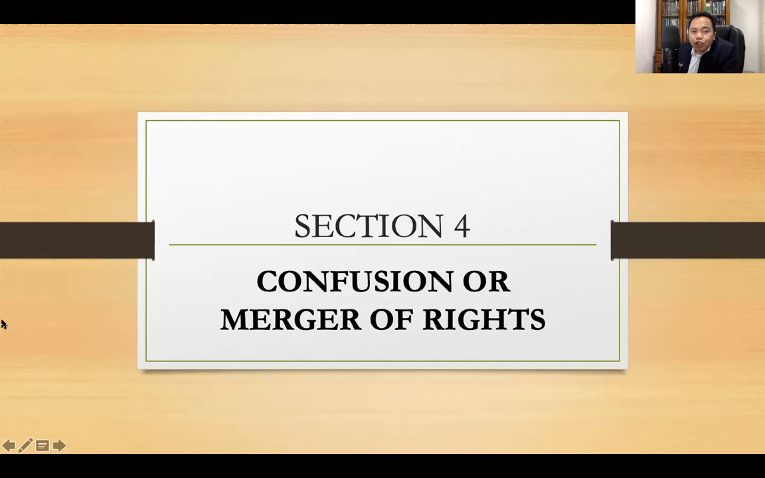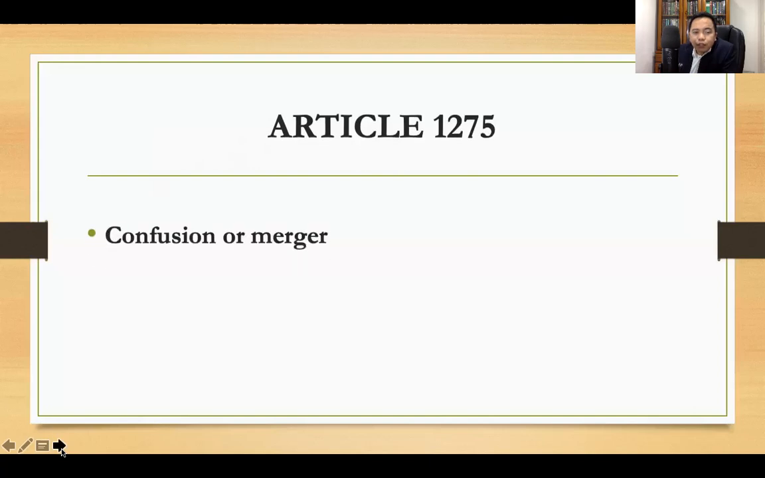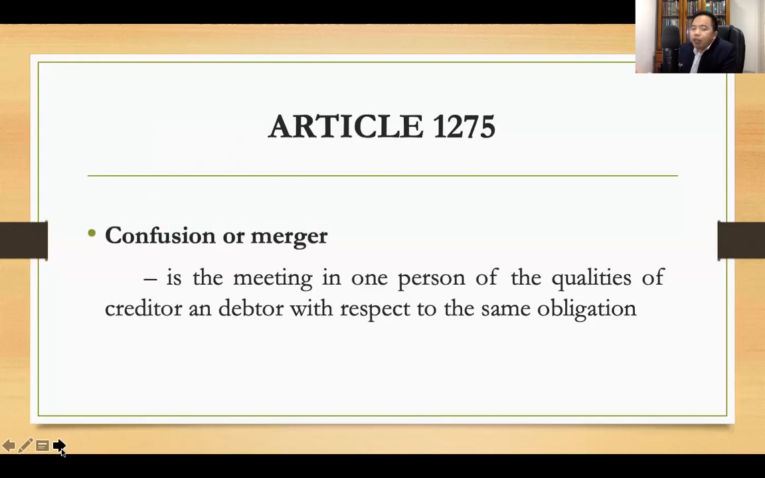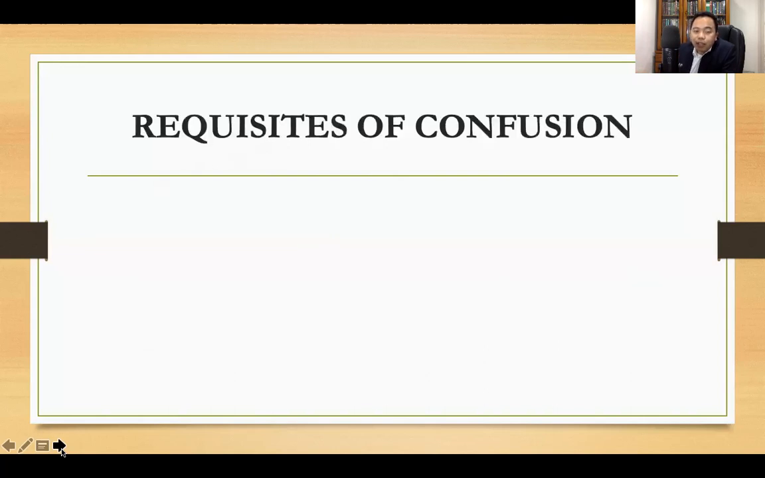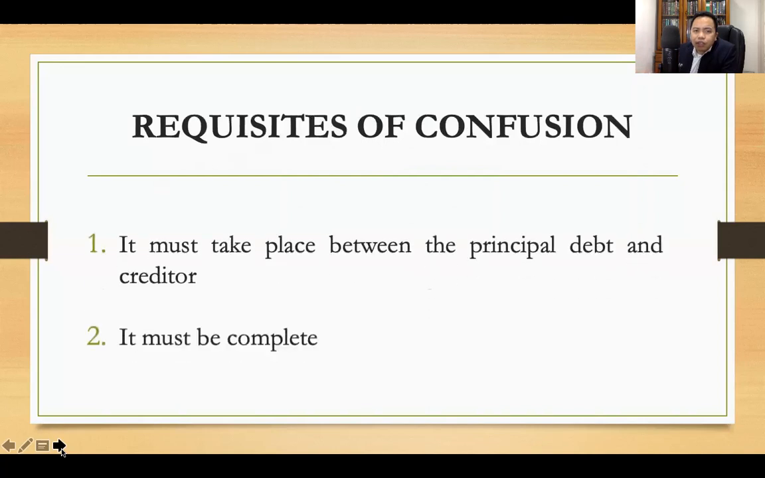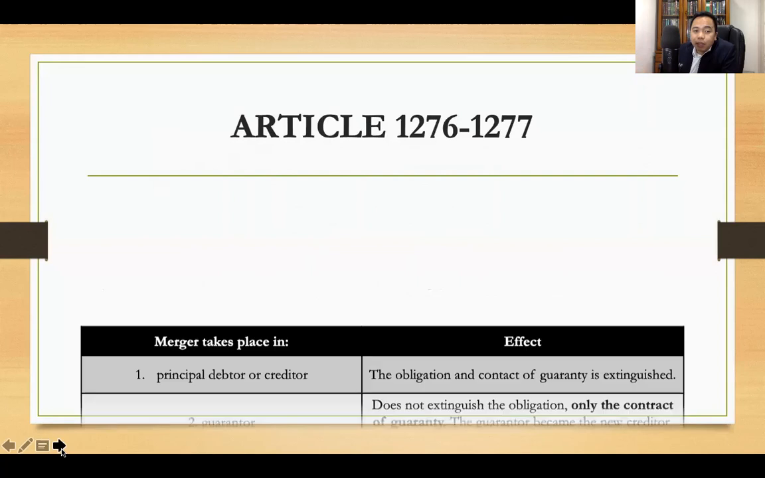Okay. Section 4, confusion or merger of rights. What is confusion or merger? It is the meeting in one person of the qualities of the creditor and debtor with respect to the same obligation. What are the requisites of merger or confusion? It must take place between the principal debtor and the creditor. It must be complete.